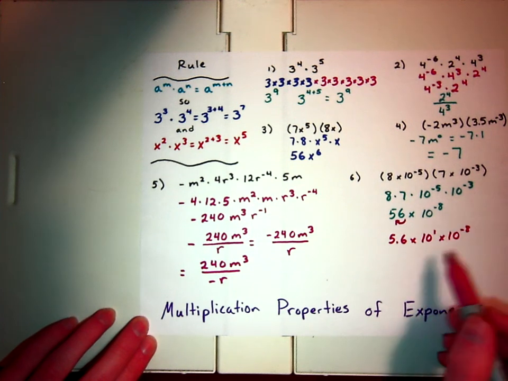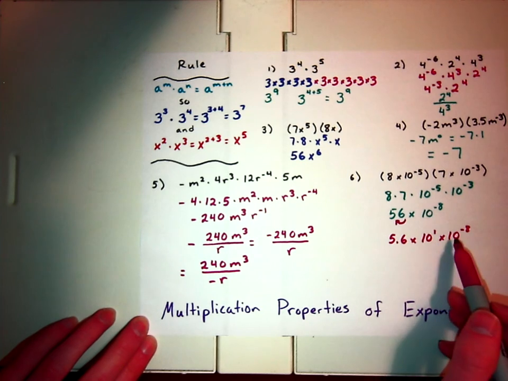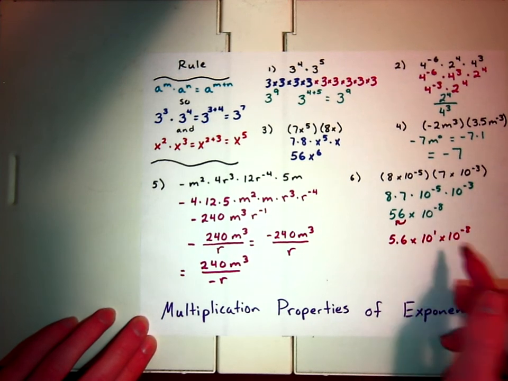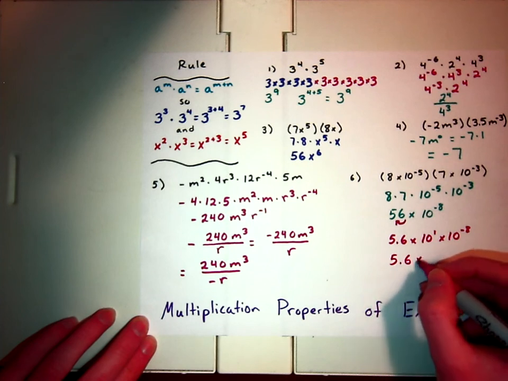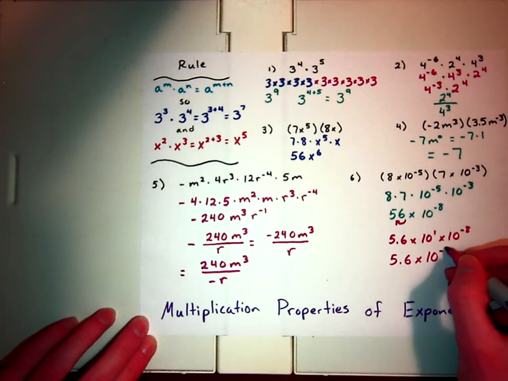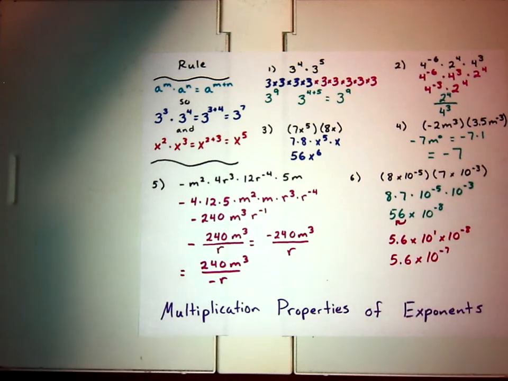What we need to do with that then, we just need to combine that. What that's going to be is 1 plus negative 8, which is negative 7. So it'll be 5.6 times 10 to the negative 7th power. And that would be our solution. It's in scientific notation. So those are some problems that you will see when you're working with multiplication properties of exponents.